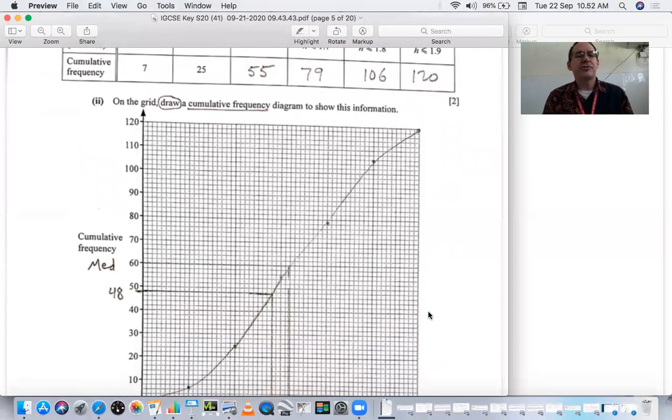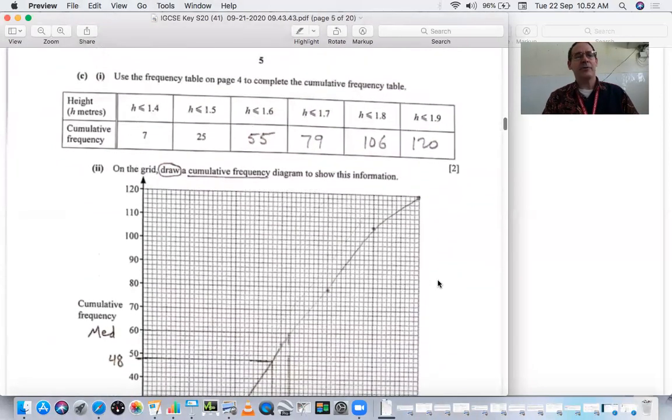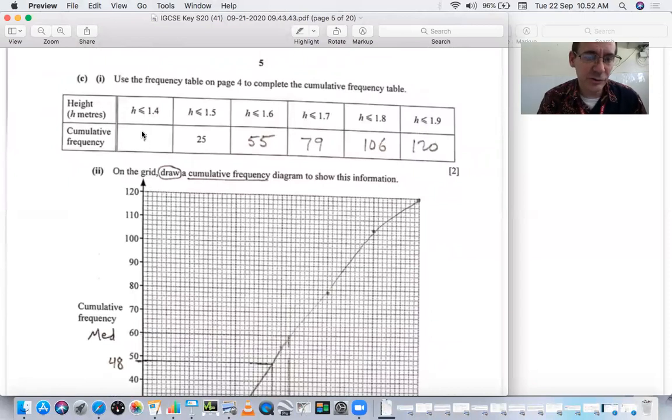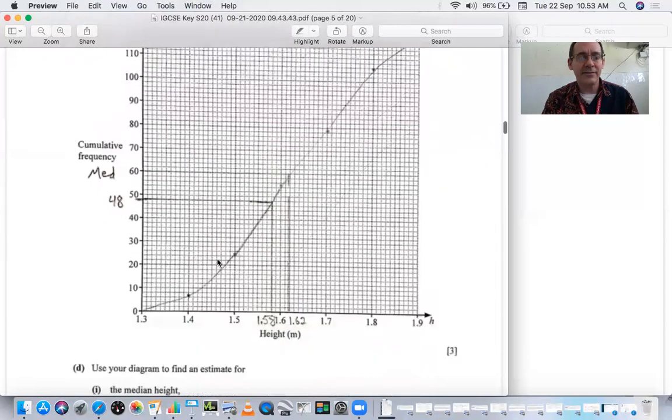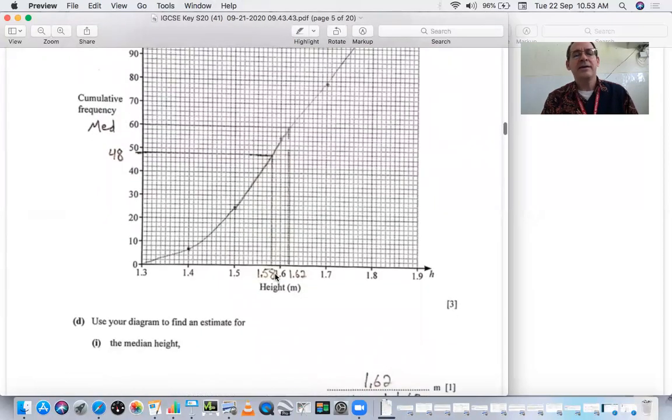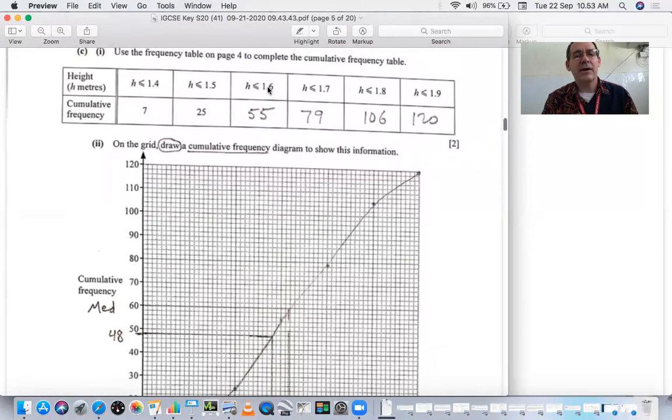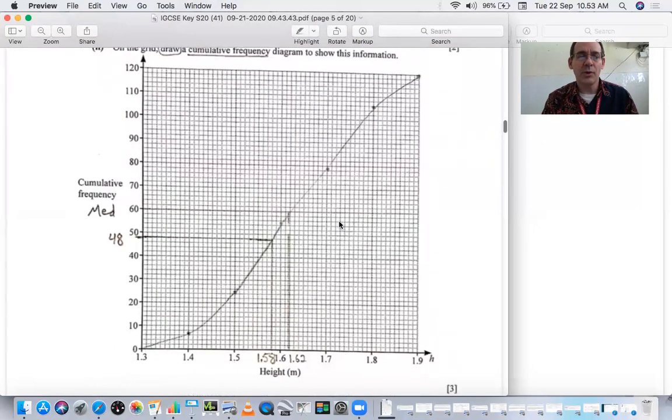On the grid, draw a cumulative frequency diagram to show this information. Remember, with cumulative frequency, you graph the frequency with the upper end of the class boundary. So the upper end is the 1.4. So at 1.4, you put 7. At 1.5, you put 25. And so on. At 1.6, you put 55. All the way up until you get to 120.